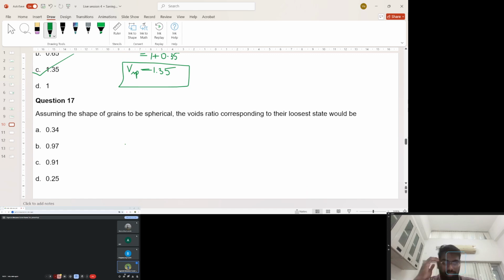Coming to the next question. Assuming the shape of grains to be spherical, the voids ratio corresponding to the loosest state would be: option A 0.34, option B 0.97, option C 0.91, option D 0.25.